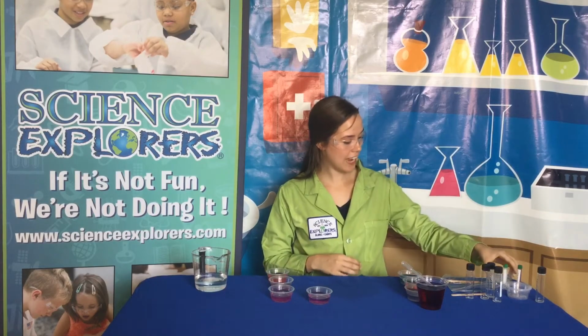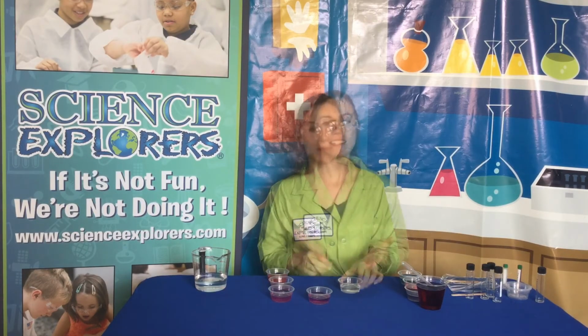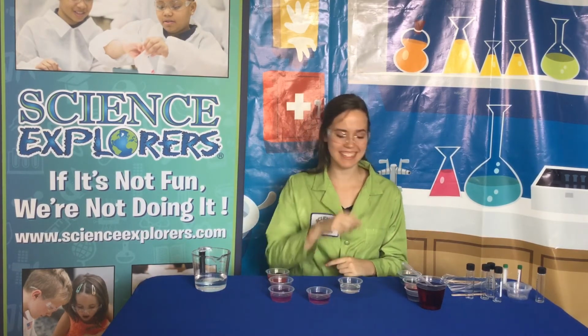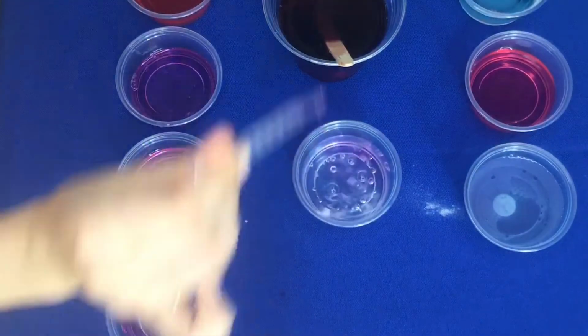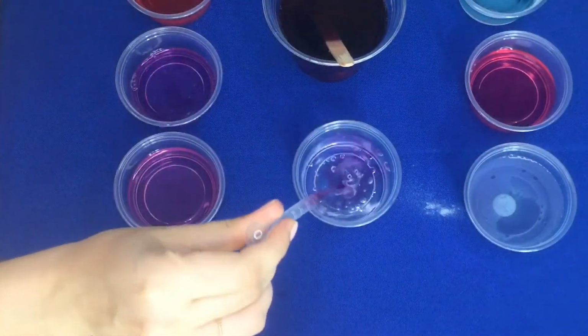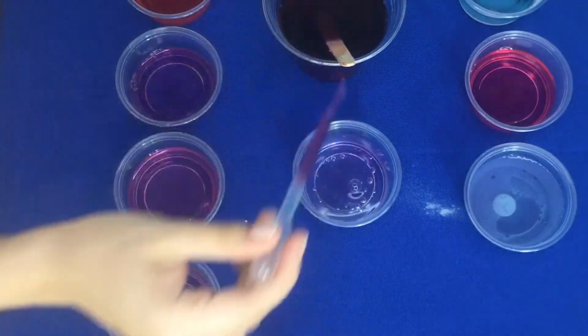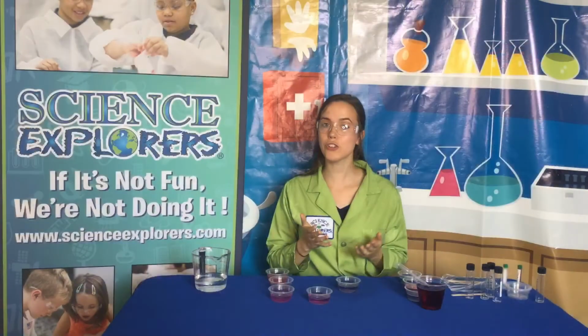And now for our last test, plain water. Take your last souffle cup that we filled with water, make your hypothesis, and then let's test it. Water should be a pH 7. That's a neutral. So it should stay purple, like our red cabbage indicator.